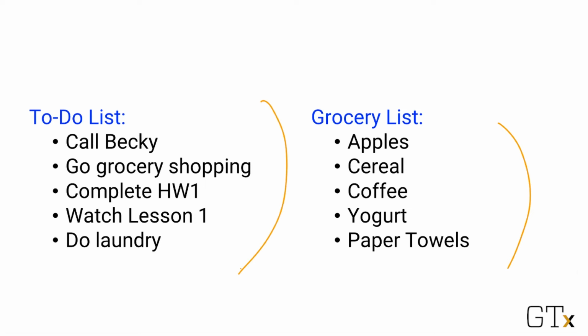There's something fundamentally similar in every single item on that list. With a to-do list, each thing is an item to do. With a grocery list, each thing is an item to buy. It wouldn't make sense to put call Becky on a grocery list. And although we could probably figure out what we mean by it, it wouldn't make a lot of sense to put yogurt on a to-do list. We could probably guess that we mean go buy yogurt, but just on its own, it doesn't have the same kind of meaning as the other items in that list.